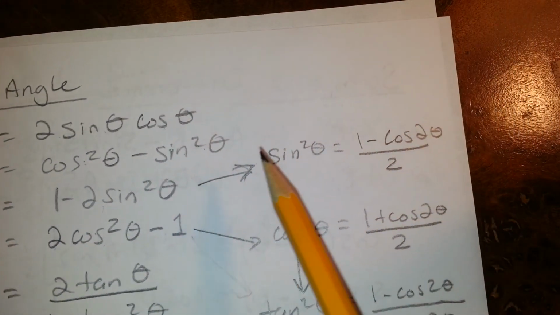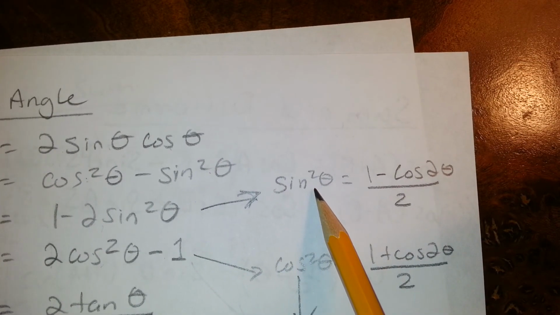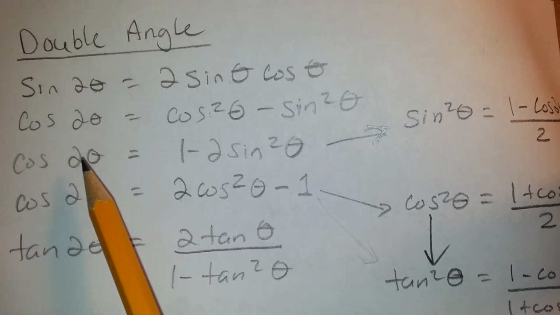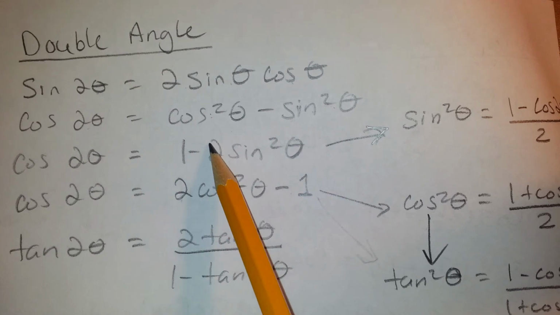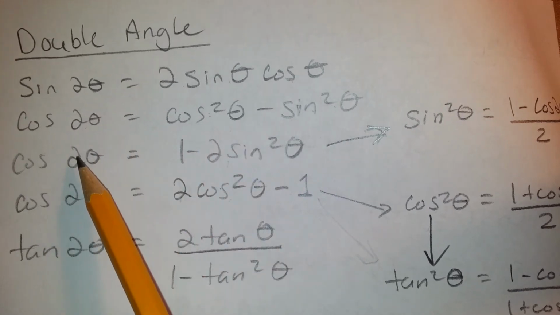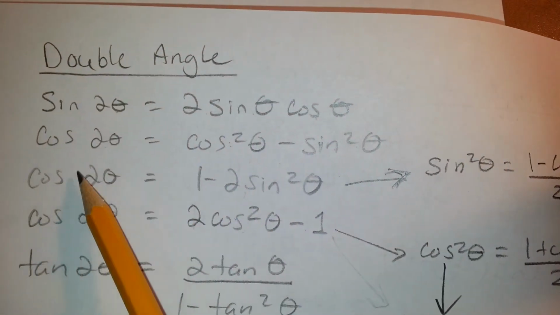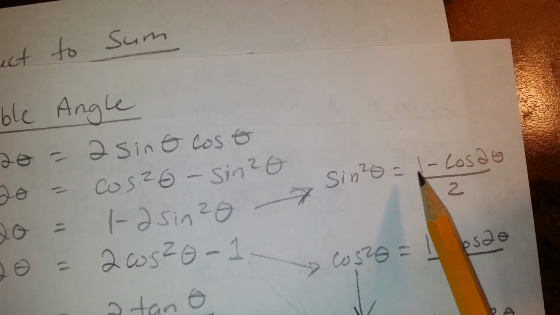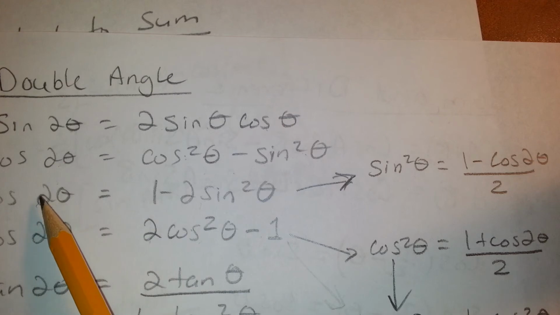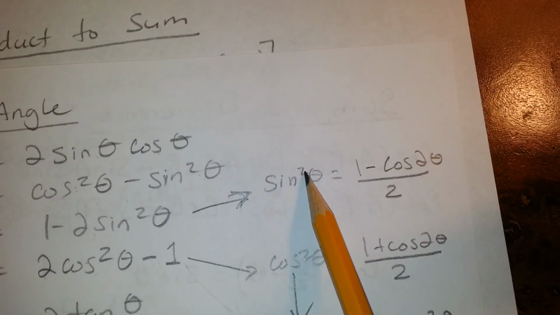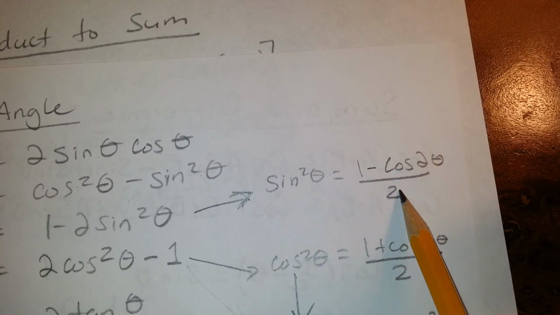All right. This is a formula you're going to see in calculus that's important. It's another way of writing sine squared theta. If I subtract cosine 2 theta and put it over here, and I add the 2 sine squared theta over here, I get 1 minus cosine 2 theta. I add this over here, so I get plus 2 sine squared theta, and I divide by 2. So sine squared theta is 1 minus cosine 2 theta over 2.